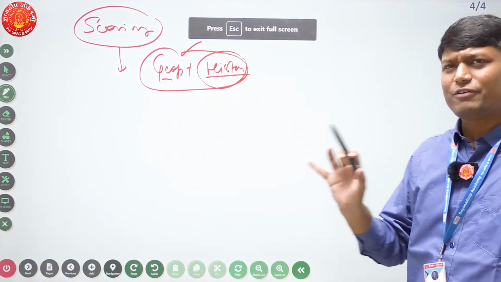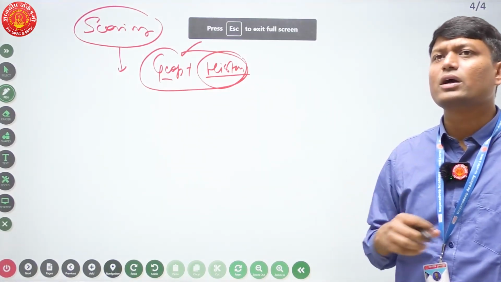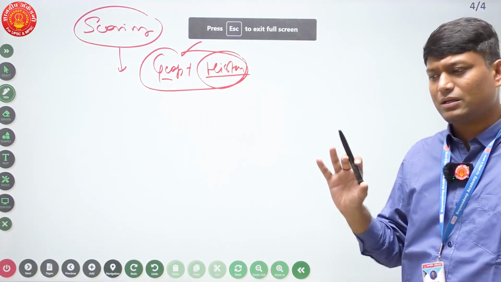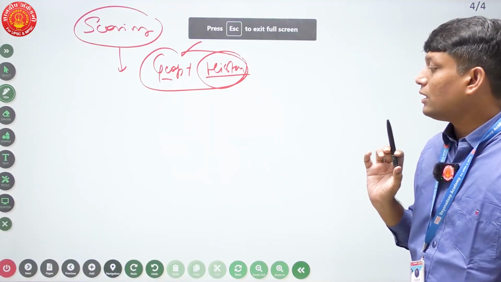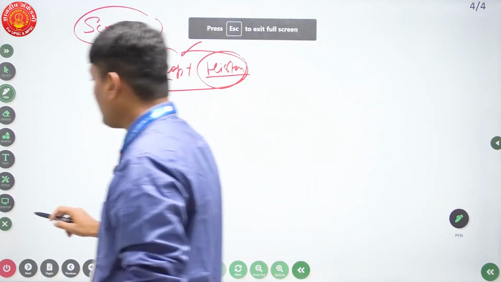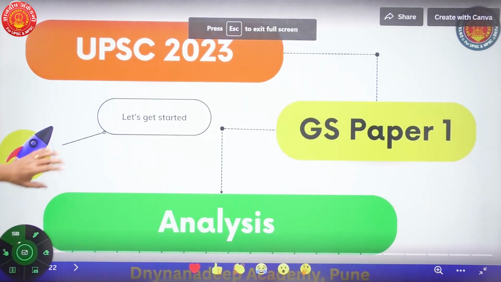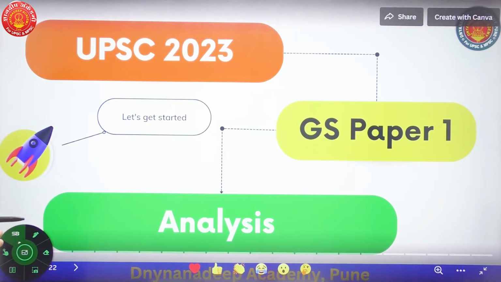Now, having discussed all this, we have addressed the nature of this year's paper. I have given you a rough idea. I have not presented a detailed analysis on this part, but these are my rough observations from the paper. I'll move on to analyzing a few questions. I'll just run you through a few questions and tell you how doable they were.